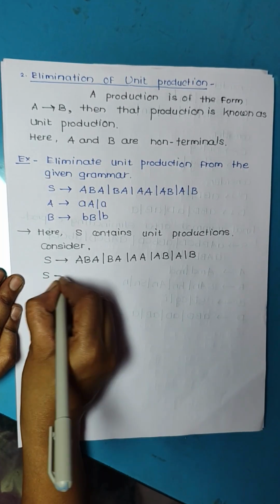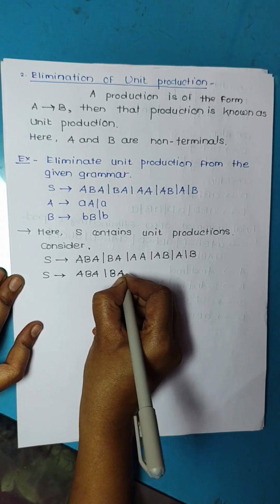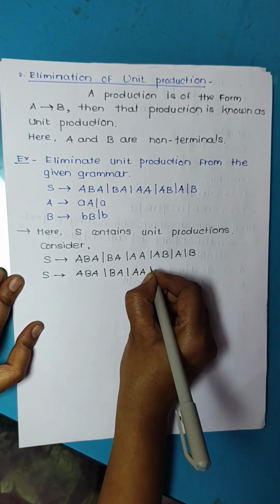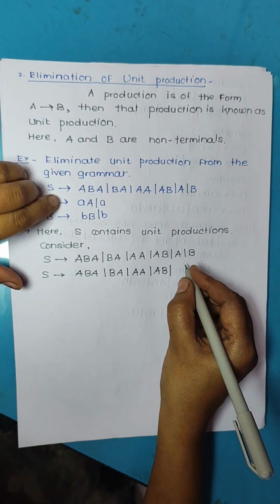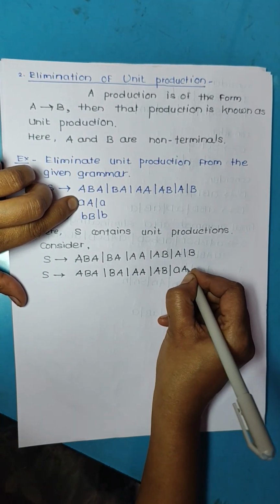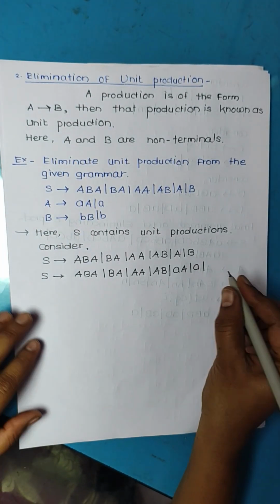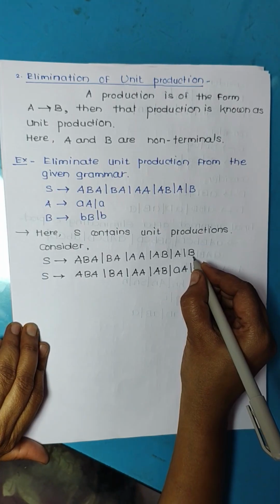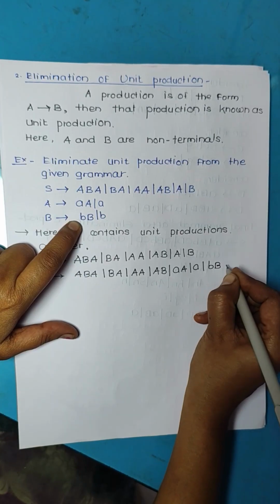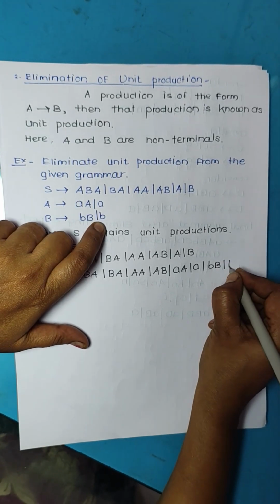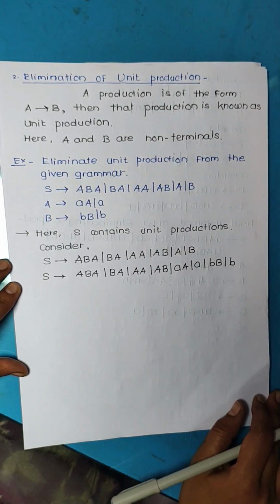So S gives ABA or BA or AA or AB, and instead of this A, we replace the productions of A. The first production of A is AA and the second production of A is small a. Same as instead of B, we replace the productions of B. The first production of B is BB and the second production of B is small b. In this way, we remove the unit productions from the given grammar.